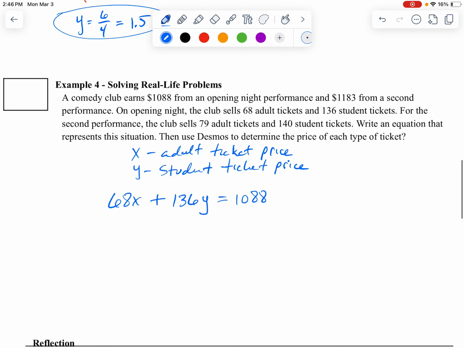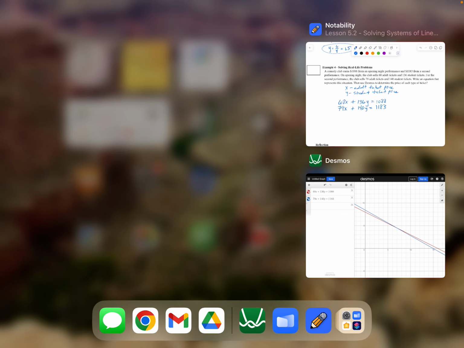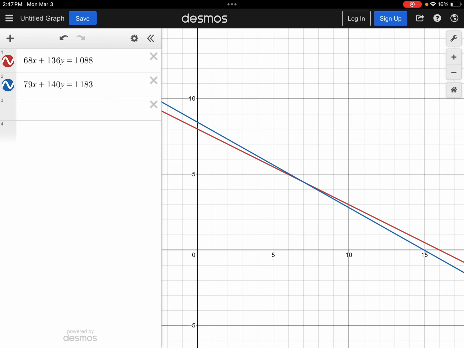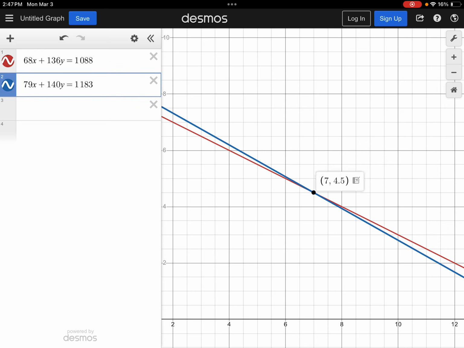Set up a similar equation for day 2. So we've got 79 adult now plus 140 student, and our profit was 1183. So we're just going to punch this into Desmos and find our solution by looking at the intersection like we did in the previous section. I've got this already set up to go here. My equations are plugged in here on the left, and if I find the intersection, I've got x is 7 and y is 4.5.